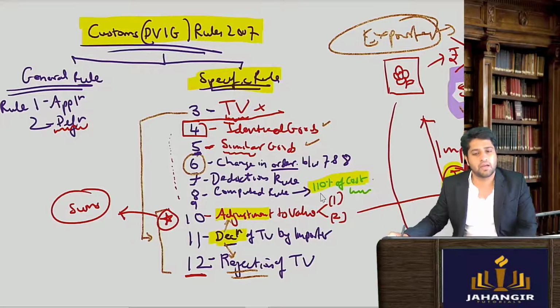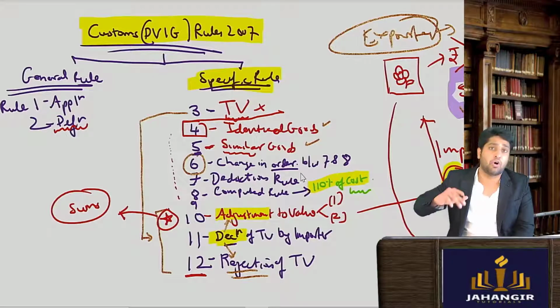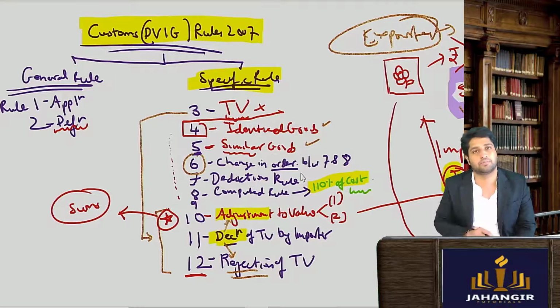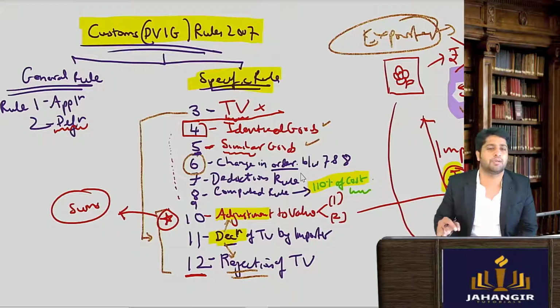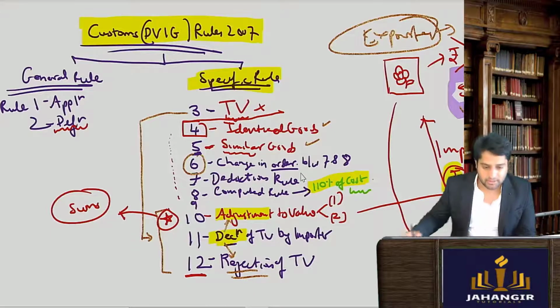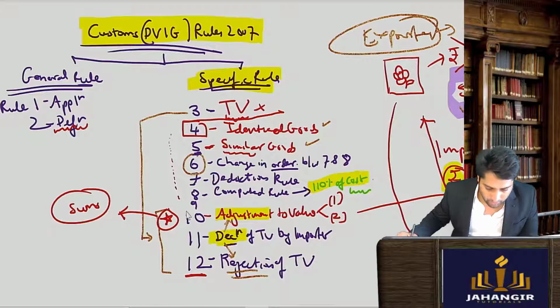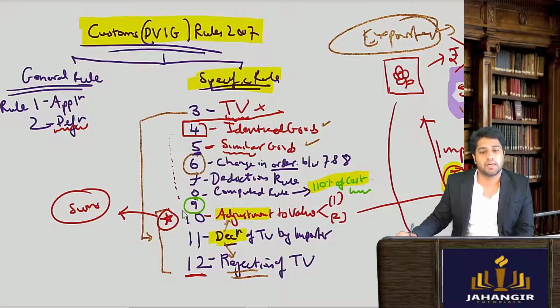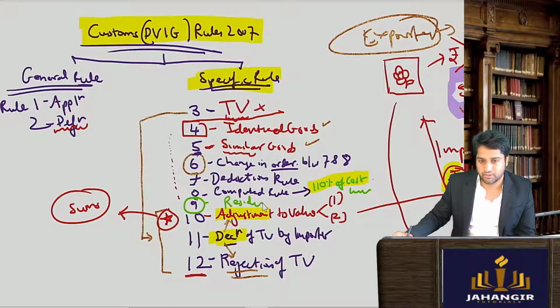Okay, so it's simple. If after applying all these rules also we could not find the value of the goods, for whatever reason, we didn't have information, we didn't have any identical similar goods, we didn't have the details of the cost price, the importer was not cooperating, then what do we do? Then comes your most important rule called rule number 9. Rule number 9 is your residual rule.